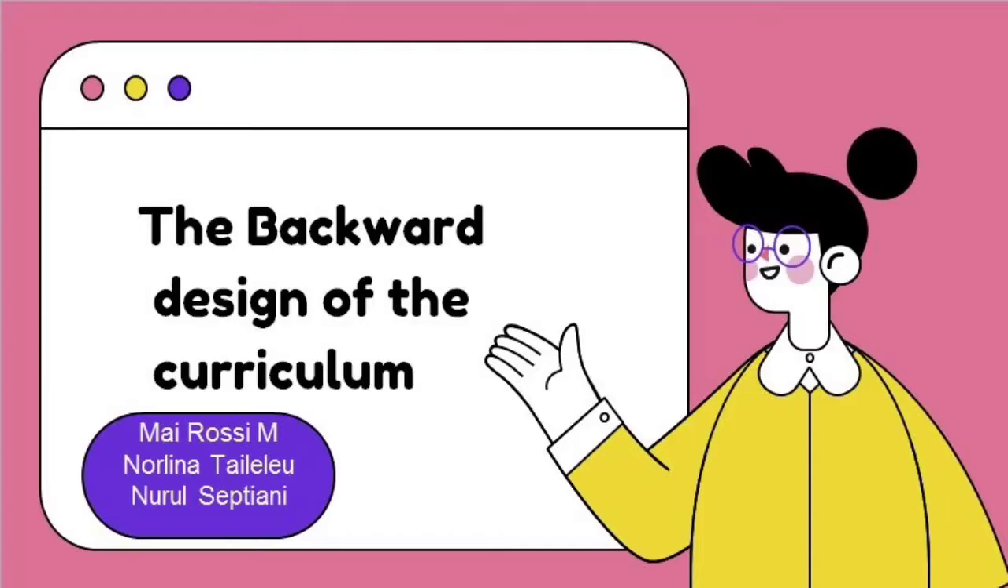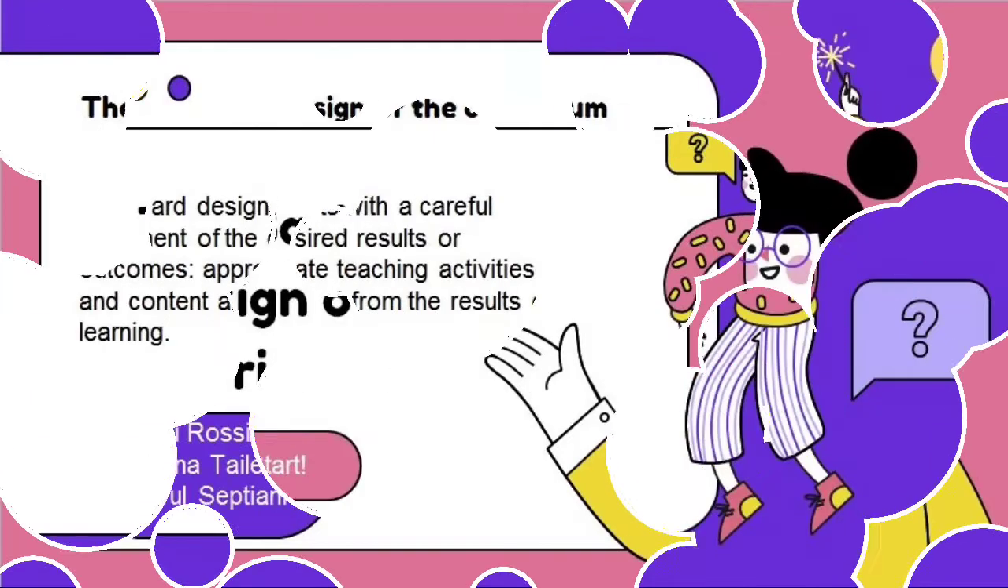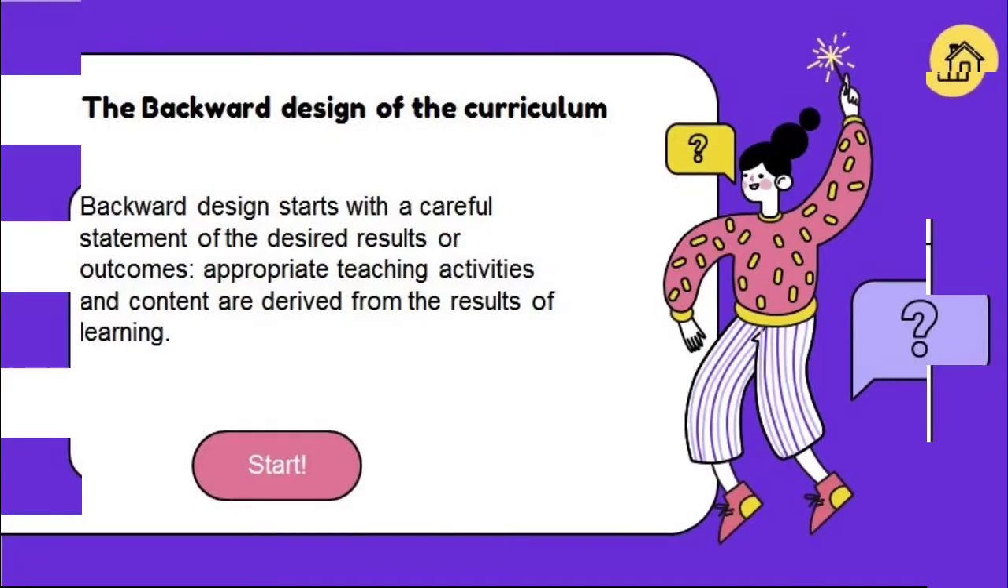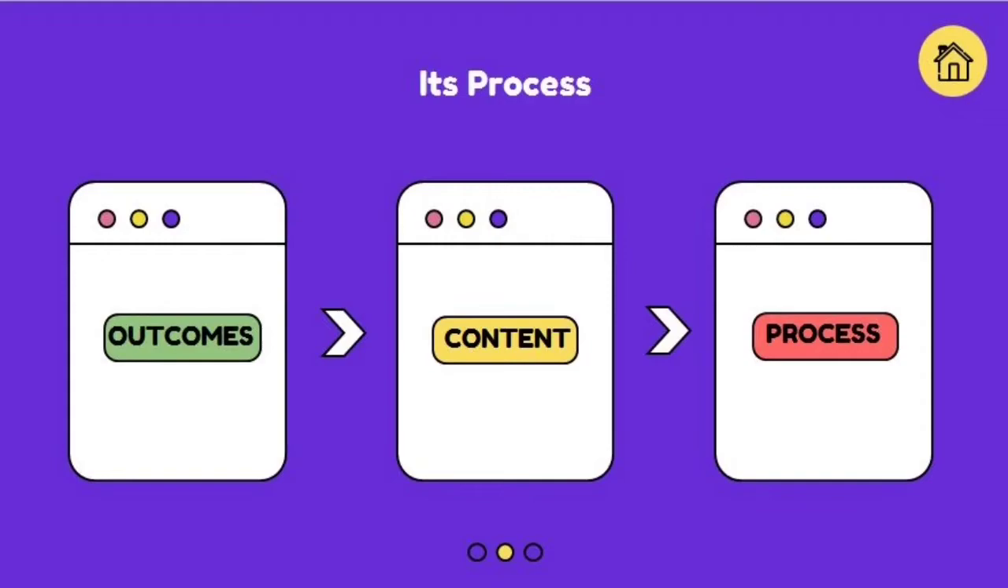Alright, let's start the material: the backward design of the curriculum. Backward design starts with a careful statement of the desired result or outcome. Appropriate teaching activities and content are derived from the result of learning. I am Nurul Septiani, and I will explain the process of backward design of the curriculum.